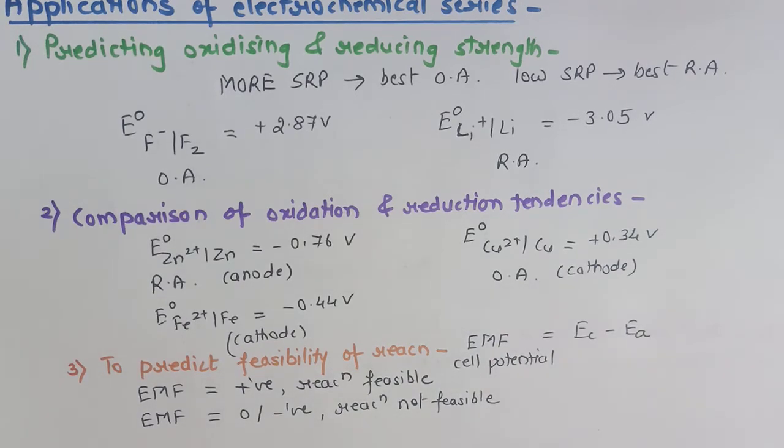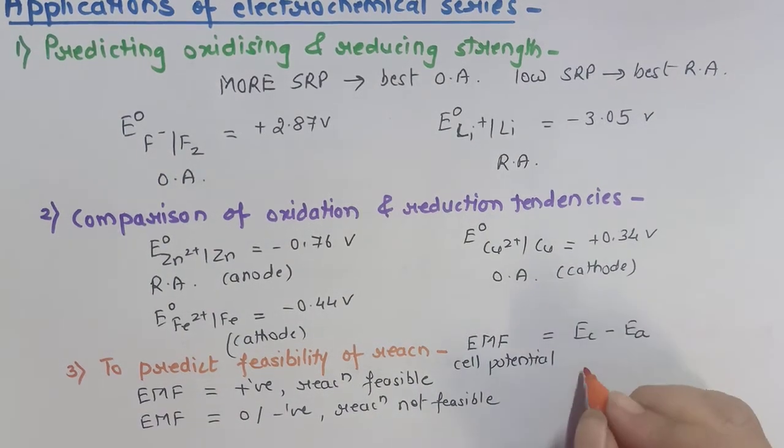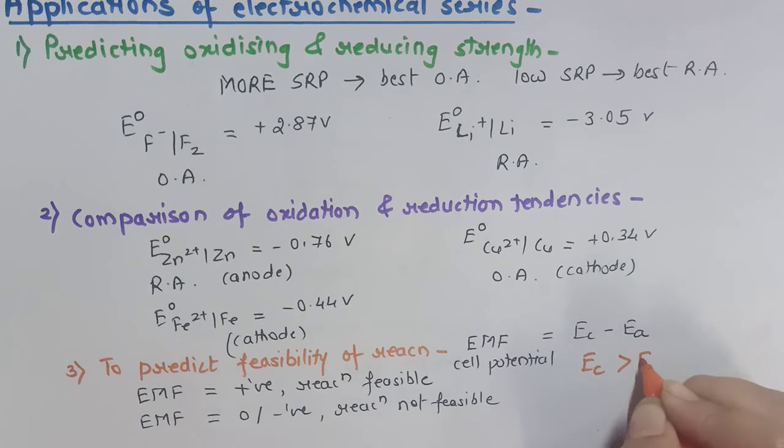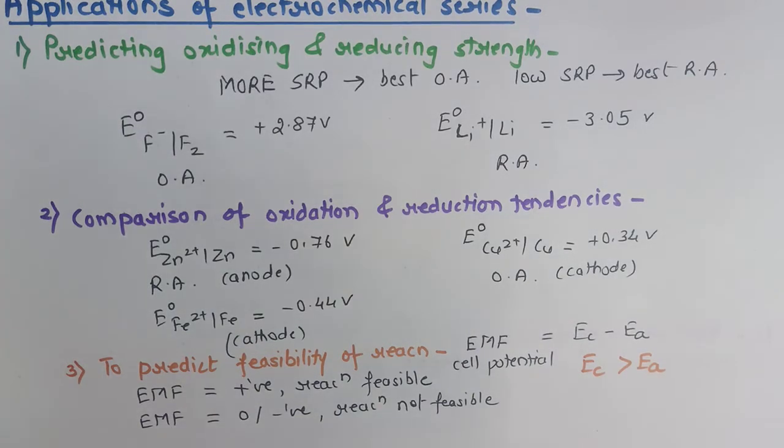So I can give a hint over here. The anode SRP must be highly negative. If anode SRP is negative, obviously EMF will be positive, and the reaction will be feasible. Or we can say E cathode should always be greater than E anode so that the reaction is possible.